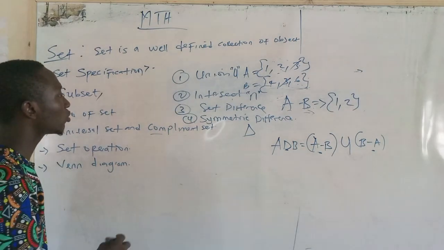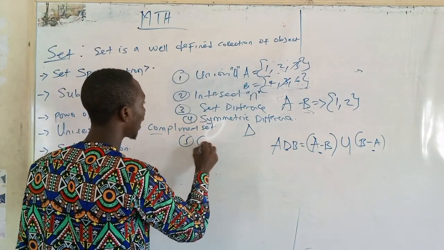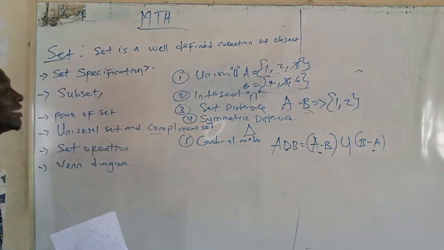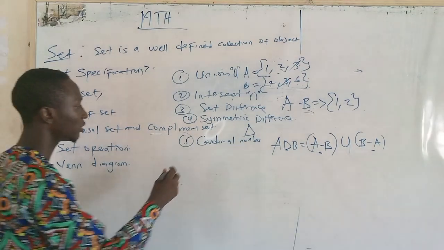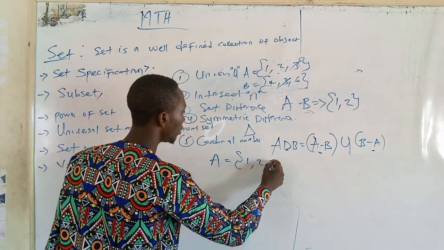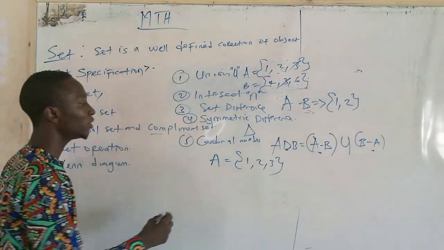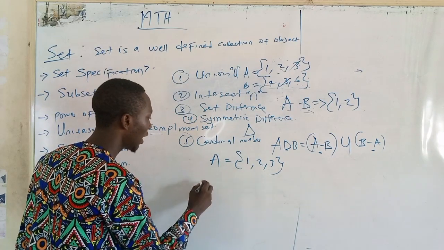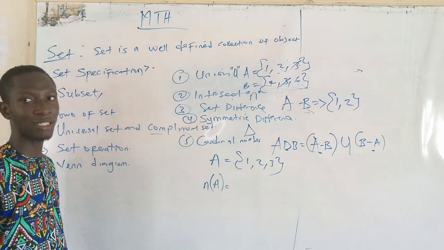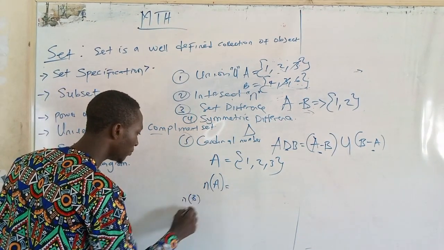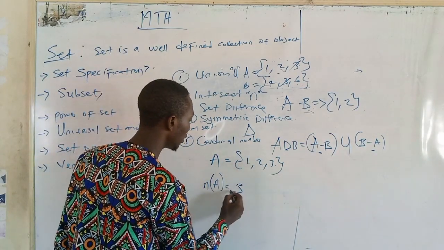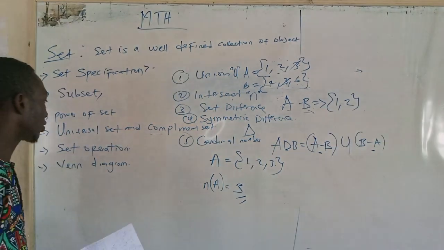Now the next thing to take note of under set operations is the cardinal number. For instance, if you have set A equals 1, 2, 3, and you have to find the cardinal number, it means you count the number of elements in that set. Cardinal number is denoted by n(A), the number of elements in set A. So you just count 1, 2, 3. 3 is the cardinal number.